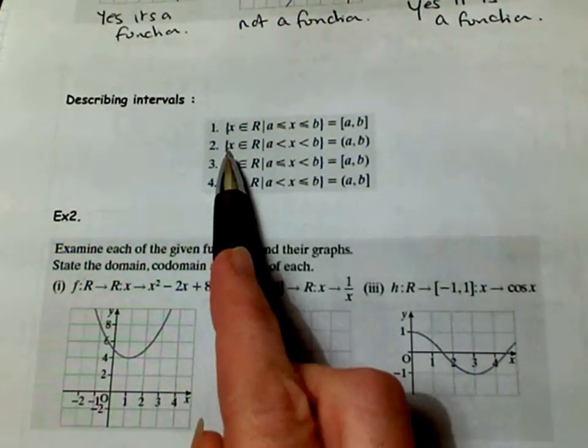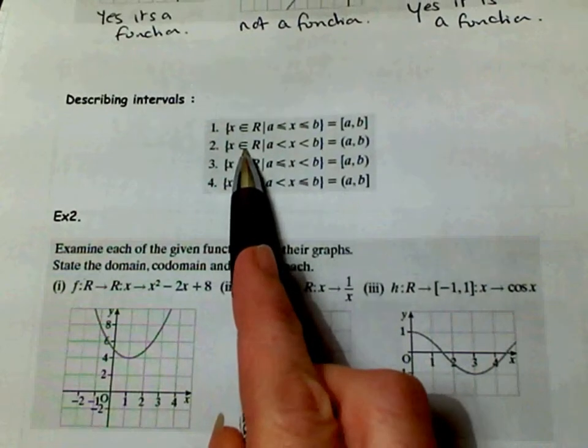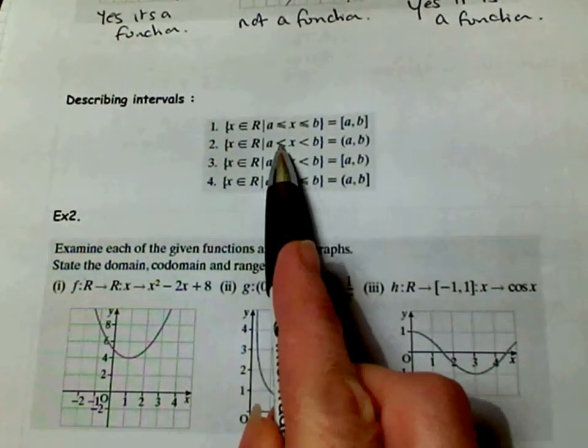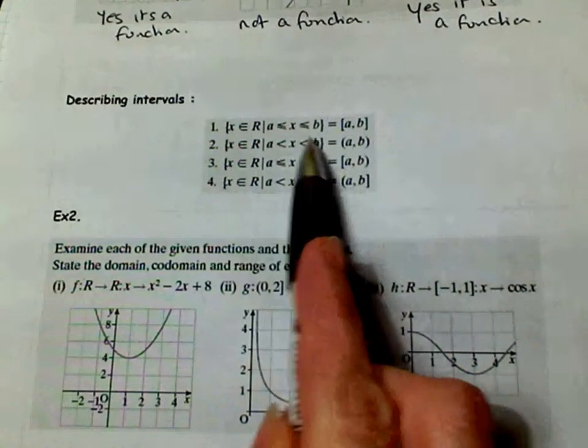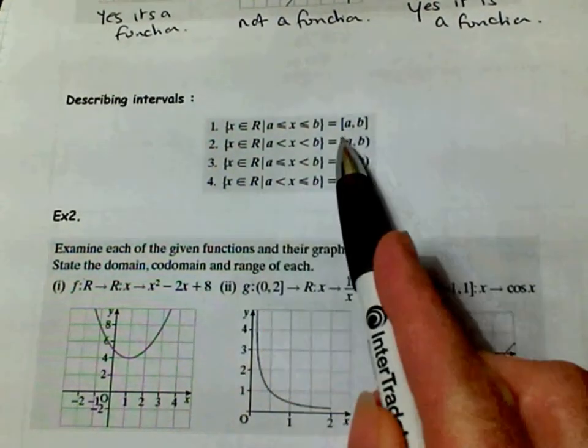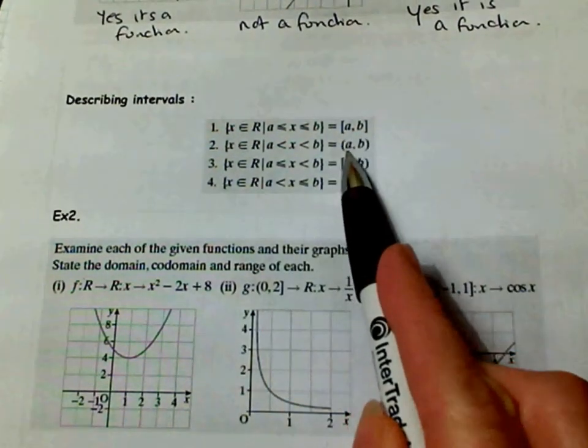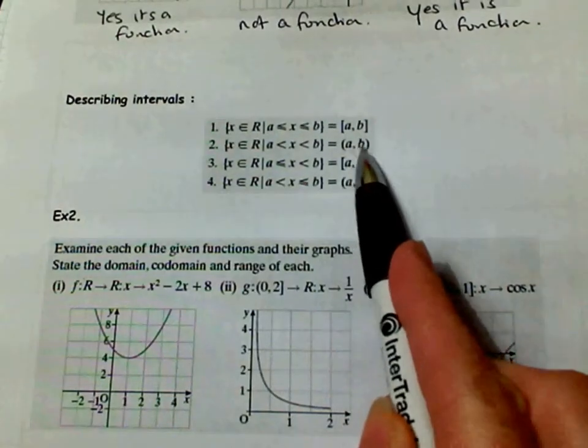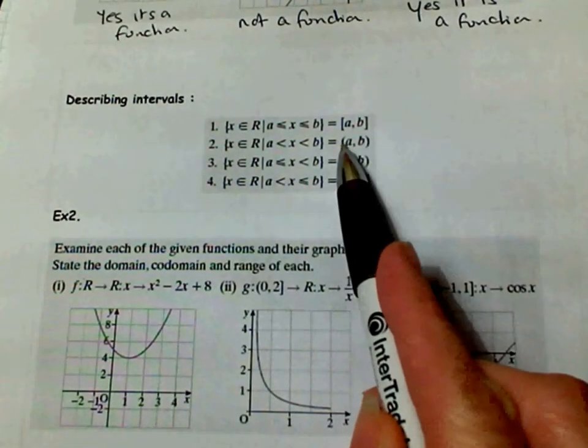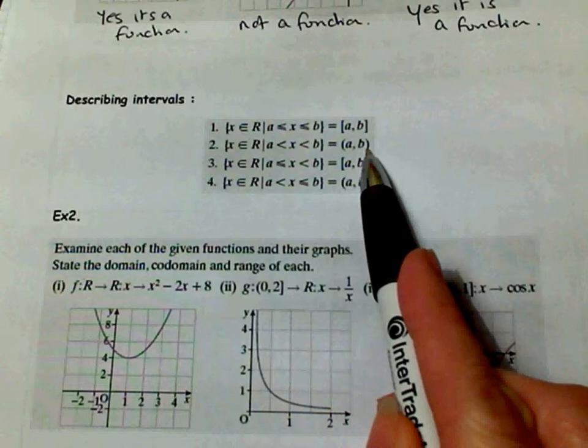Now in the second example here, the relation is x is an element of the real numbers, where x is greater than a and less than b. So a and b are not included, so we use round brackets, so that denotes that a and b themselves are not included.